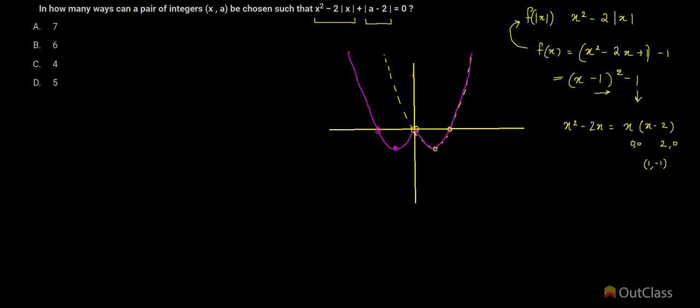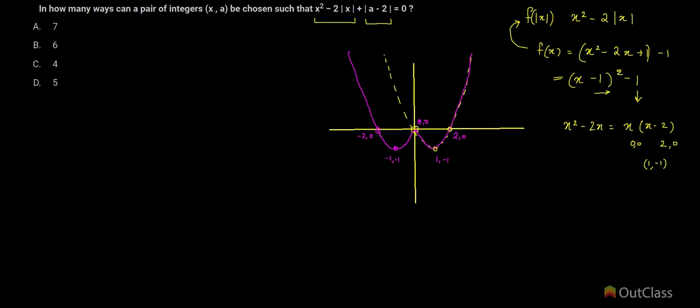Now this part in magenta is my x square minus 2 mod x. That's the first part of solving this. Now let's mark these points as well. It is 2, 0; it is 1, minus 1; it is 0, 0; it is minus 1, minus 1; and this is minus 2, 0.